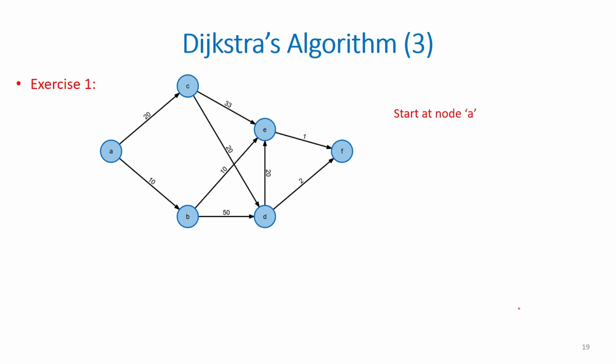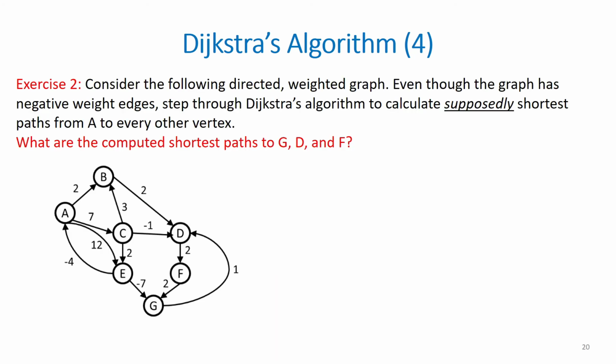Some food for thought. As exercise 1, apply Dijkstra's algorithm on this graph, assuming vertex A as the source vertex. In exercise 2, start from vertex A and use Dijkstra's algorithm to find the shortest paths and their weights to vertices G, D, and F.